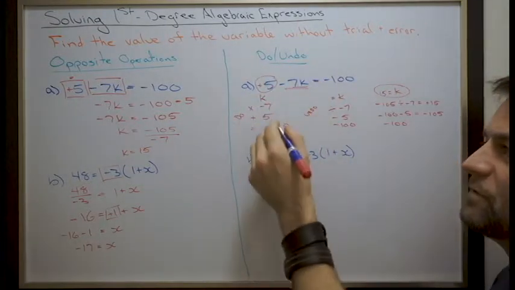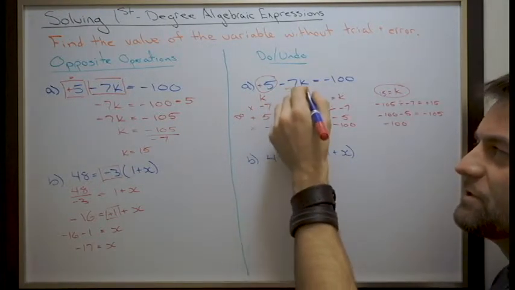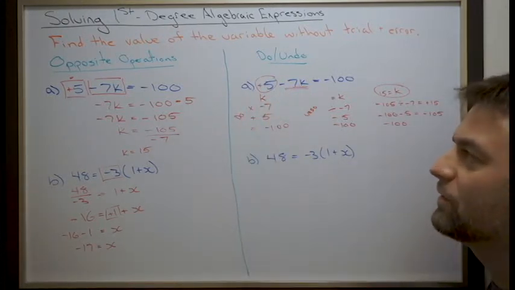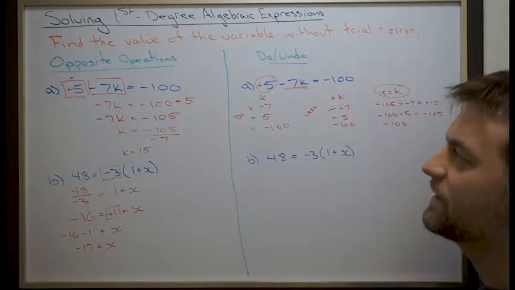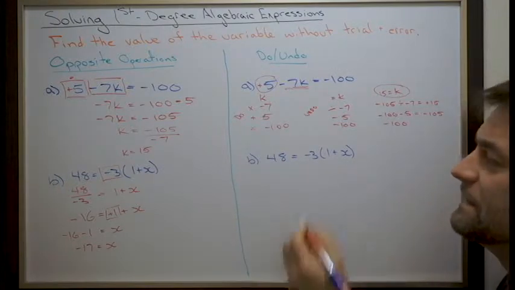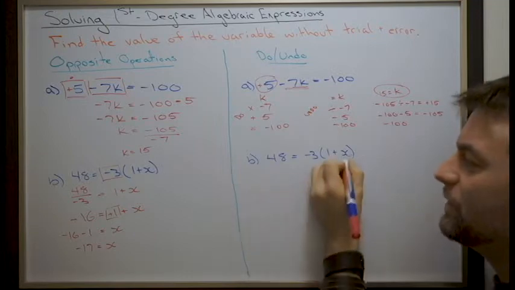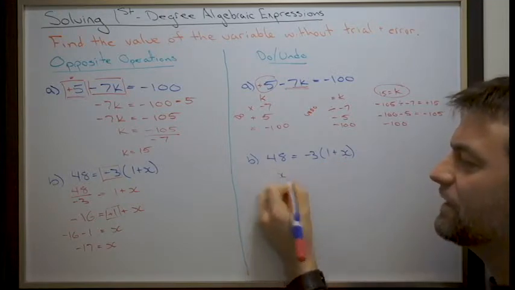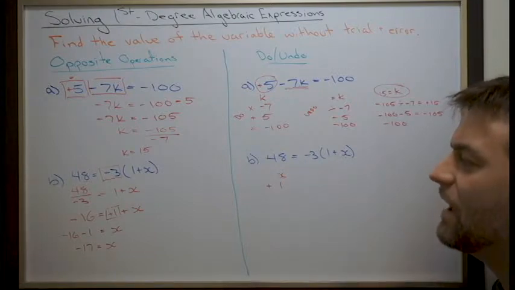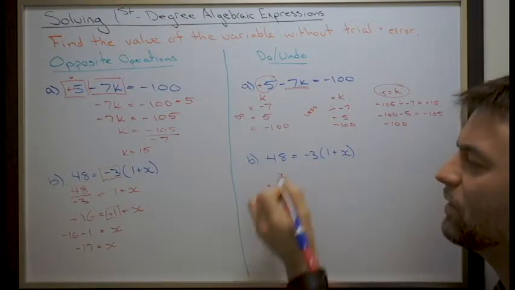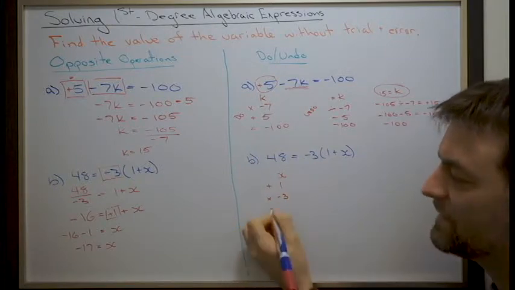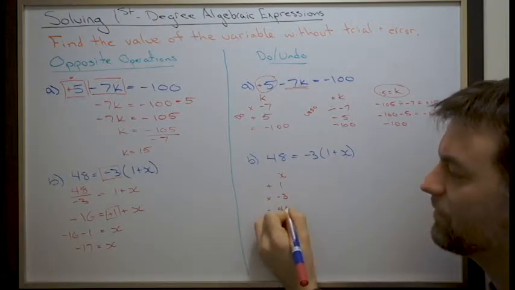When we're doing these do and undo, we always just use that same procedure. Start with the letter and then work your way out from the letter in the order that you would work from the letter with these multiplications, additions, subtractions, and so on. In our next case, if we were to do this one, we would start with the letter. So starting with that x, you'd have to add the 1, because that's in brackets. And then you would take that result and multiply it by negative 3. So times negative 3. And that's going to give you an answer that would be 48.